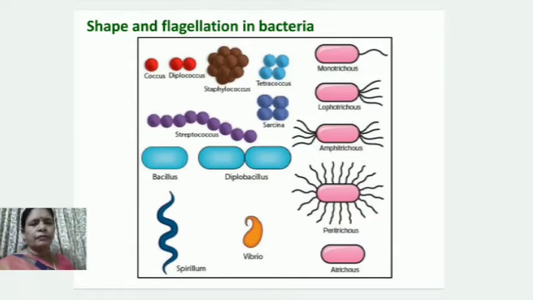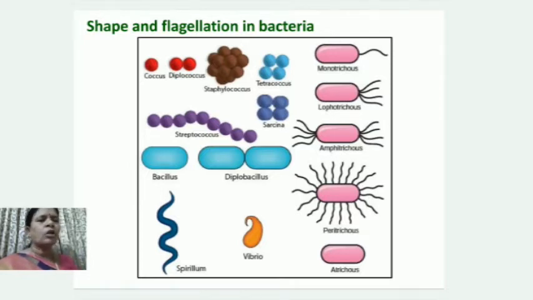And if you see rod shaped, it is called bacillus. And two rod shaped joined means diplobacillus. And spirally arranged means, for example, spirillum. And comma shaped means it is vibrio. And you can see the flagella classification here.